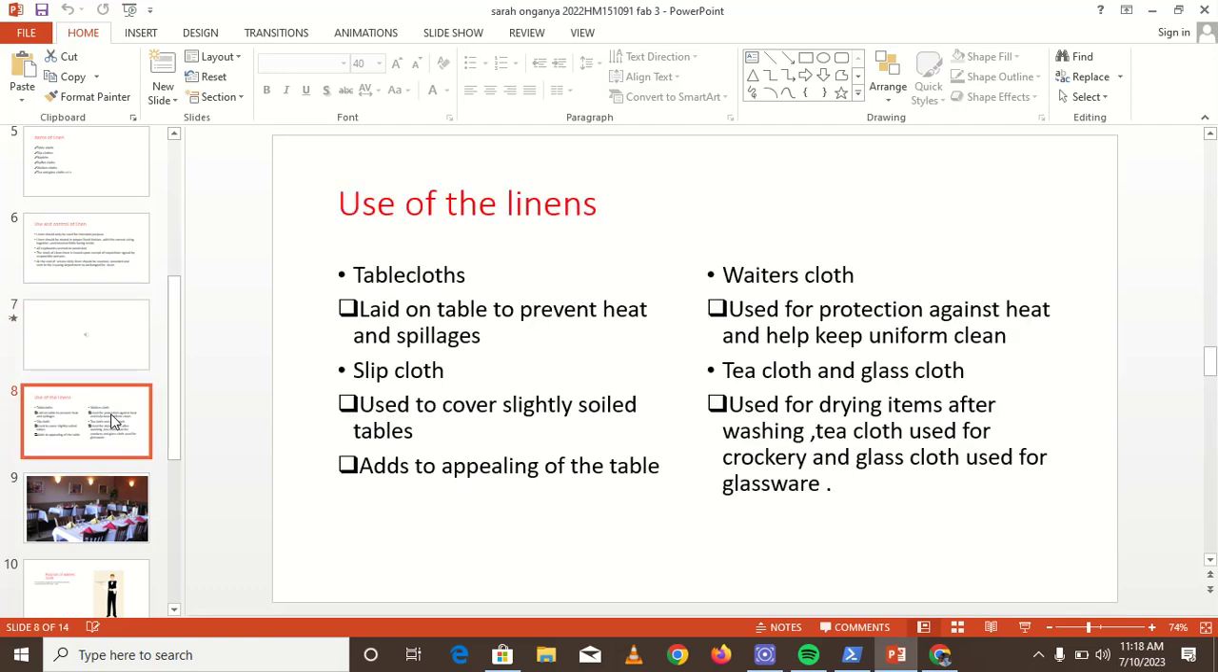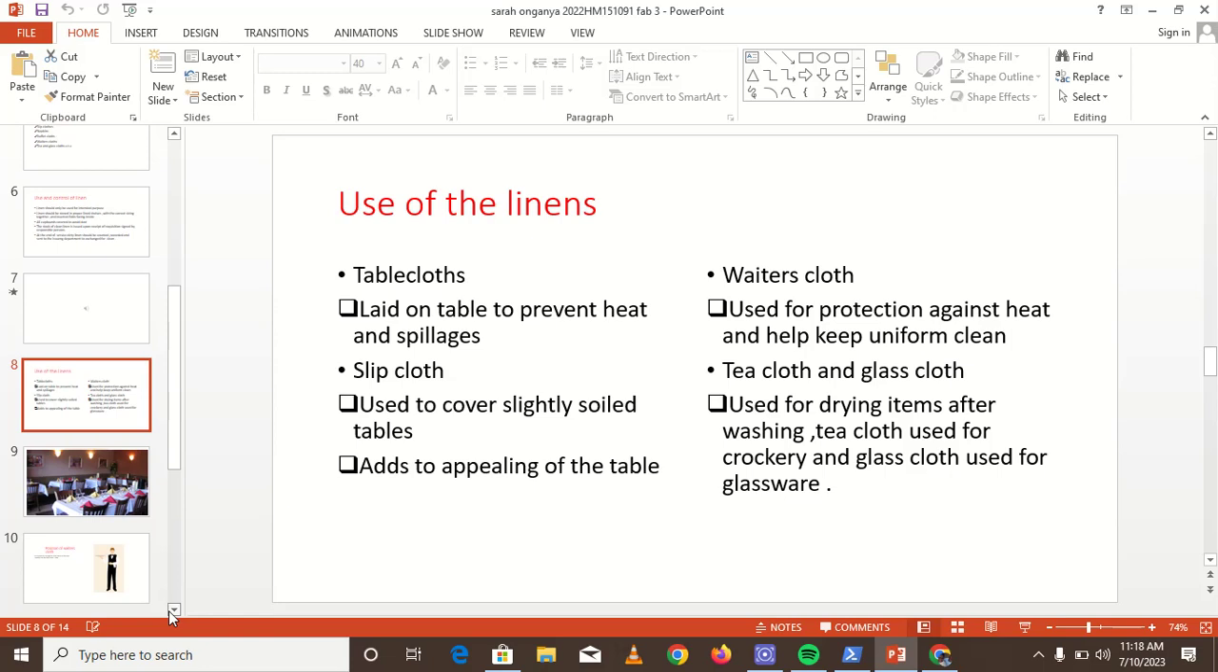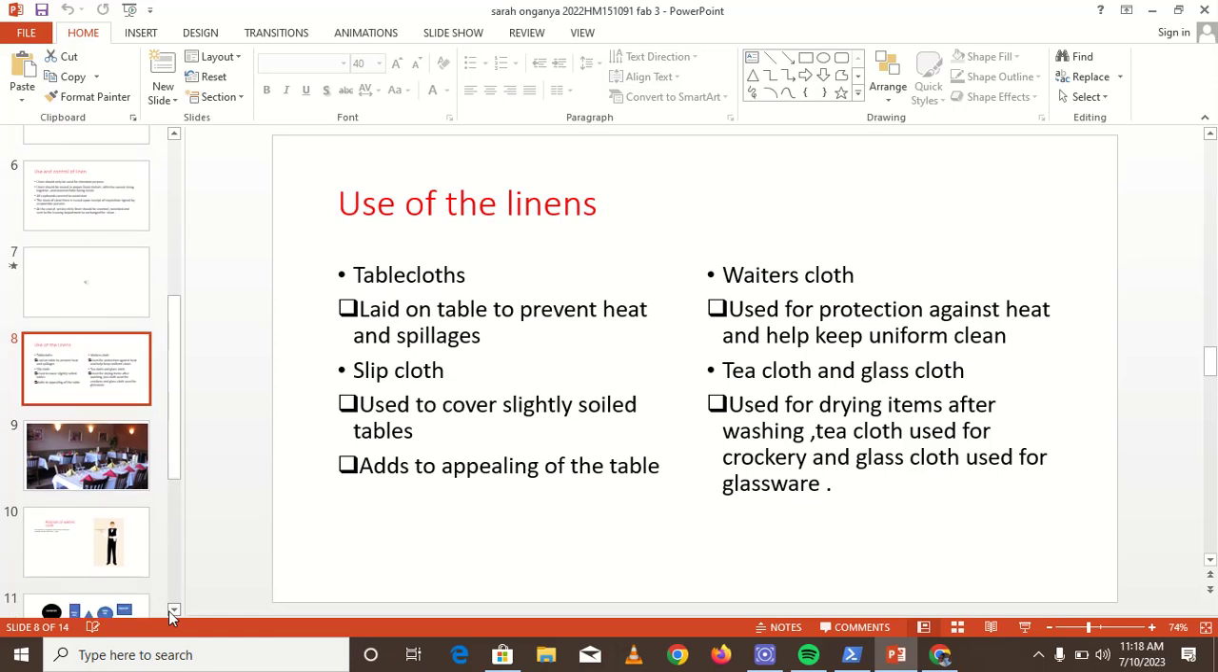So we have the use of the linens. We have the tablecloths. Marilyn, can you read for us about the tablecloths? Can you see my slides? Excuse me, class. Yvonne Mwanisa. Churu. Elizabeth.